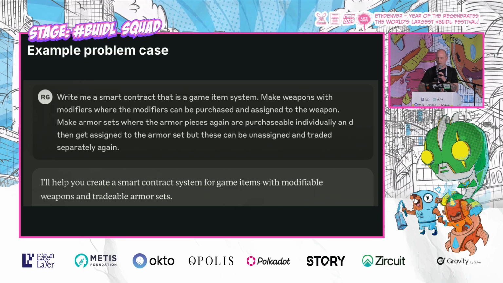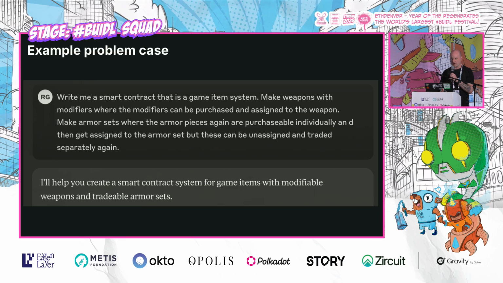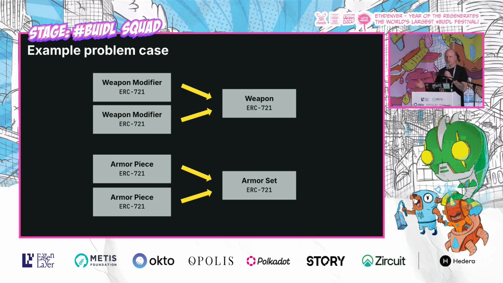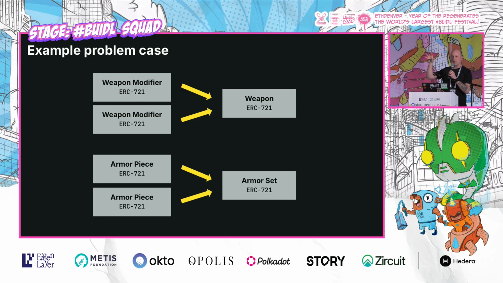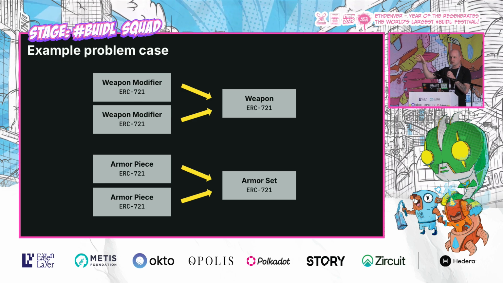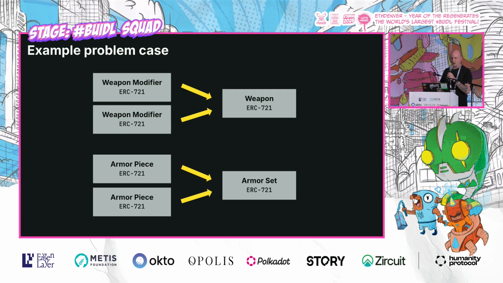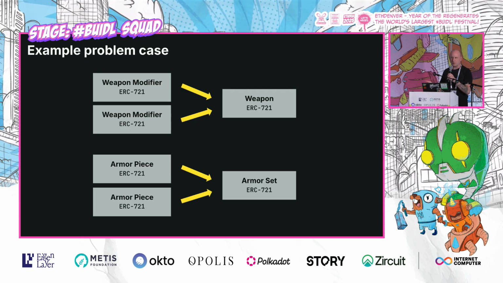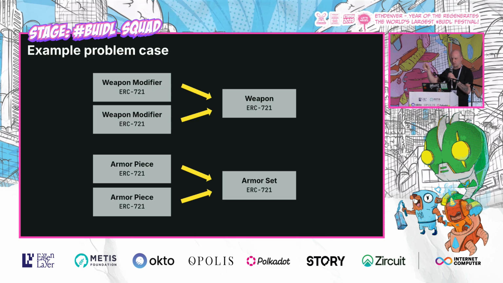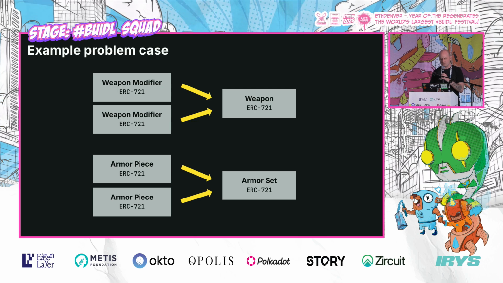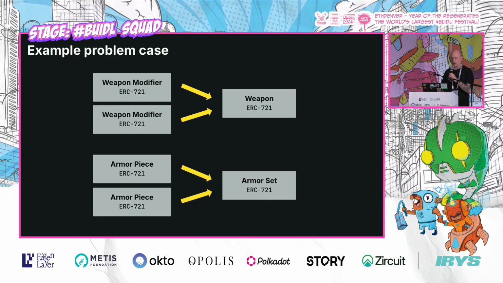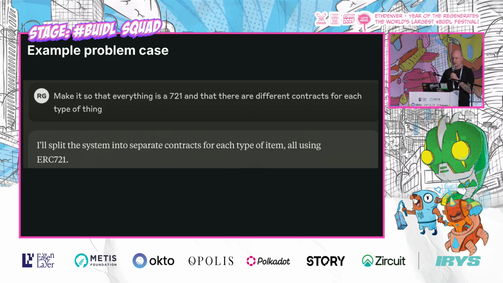And so it says, yeah, great, I'll make you a smart contract system. And so what I'm expecting to see is something like this. I mean, I think I said I want to be able to buy the modifiers separately, right? So we would think they should maybe be 721s that I could maybe buy on OpenSea, and I want to be able to assign them to the weapon. And same with the armor. I want to be able to buy pieces and put them on an armor set. So I think this is a reasonable expectation of what my prompt would have described.